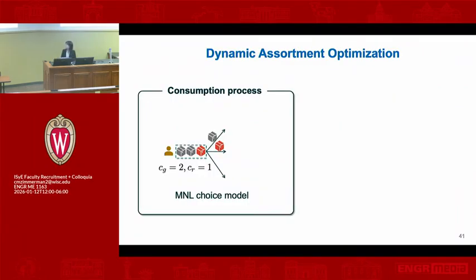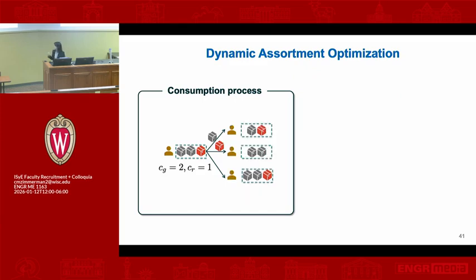Let's see the formulation, or the demand process, of this problem. Let's say we start from 2 units of gray product and 1 unit of red product, and the customer makes a choice according to the ML choice model, the most classic choice model. The first customer has 3 options: choose gray, red, or choose nothing. If the customer chooses gray, then the second customer can still see both red and gray in stock. But if the first customer chooses red, then red will be out of stock. So the second customer can only see gray, and the choice probability of gray will also change.